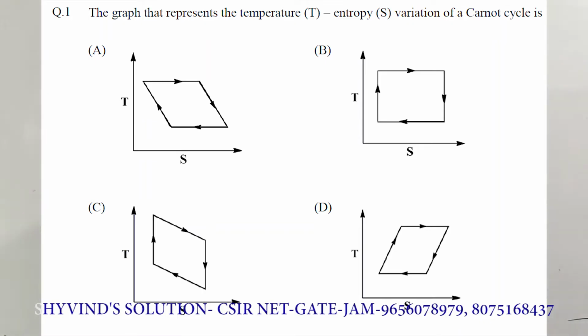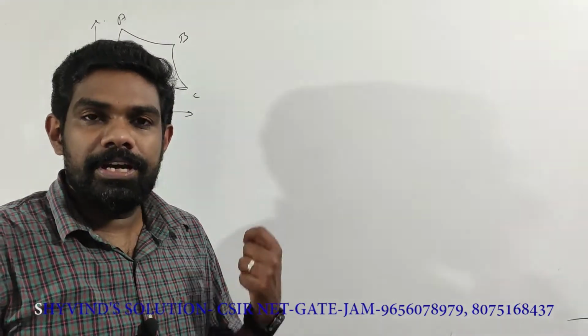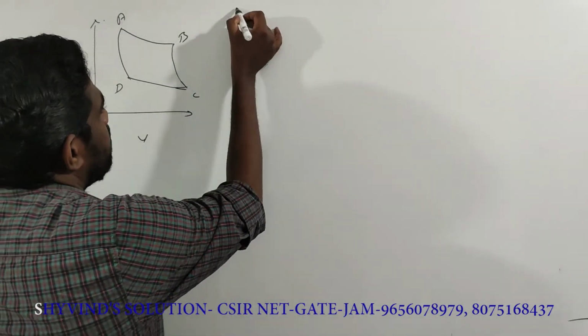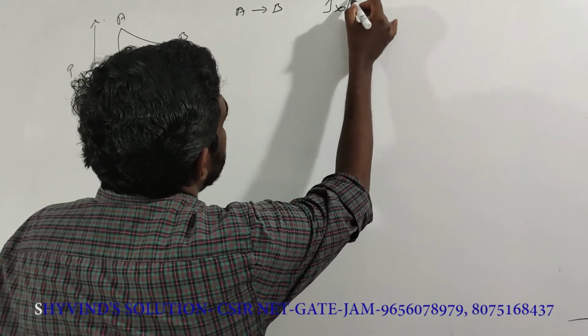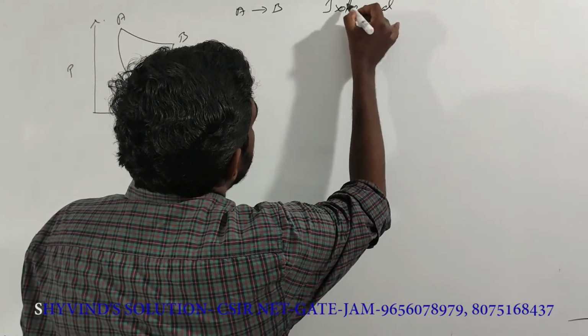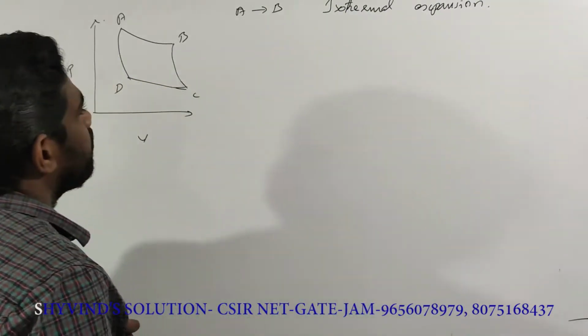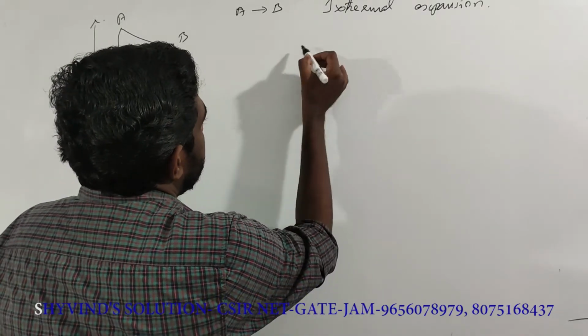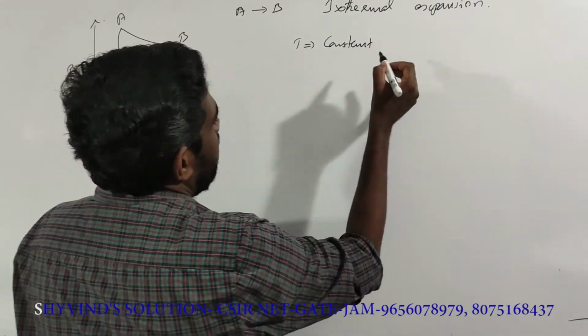Let's start. The first question is: the graph that represents temperature-entropy variation of a Carnot cycle is. This is the pressure-volume curve for the Carnot cycle. First process, A to B process. A to B process is isothermal expansion. Isothermal expansion means temperature remains constant, entropy increases.